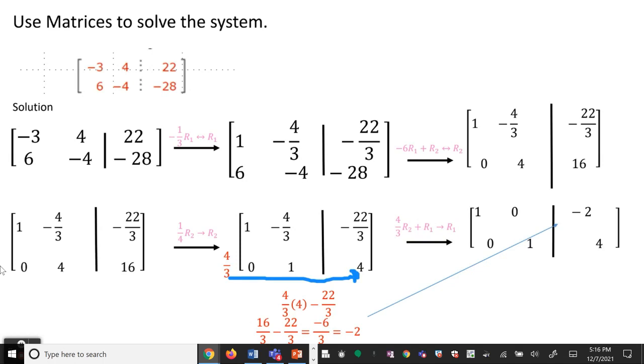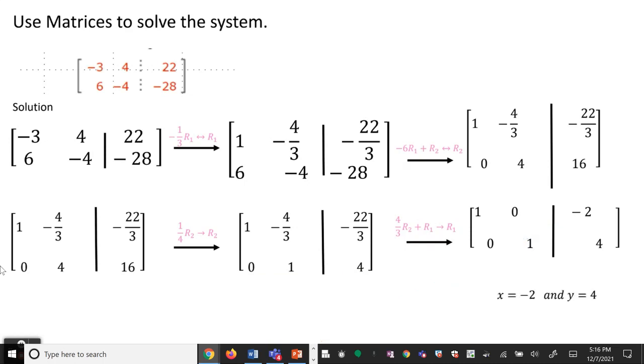So we have our goal, so now we can get our solutions. So the first one represents x, and the second one represents y. So x is equal to negative 2, and y is equal to 4.